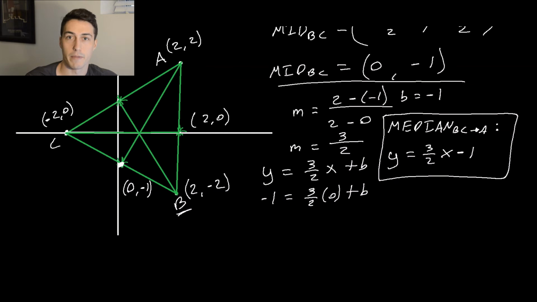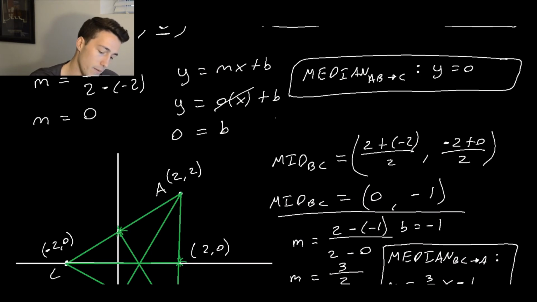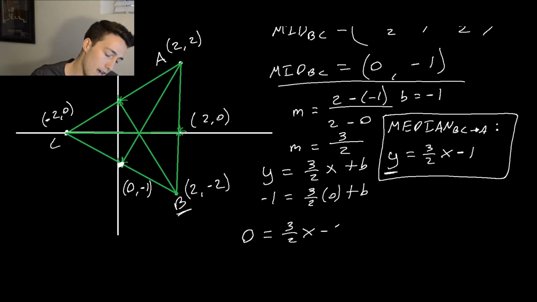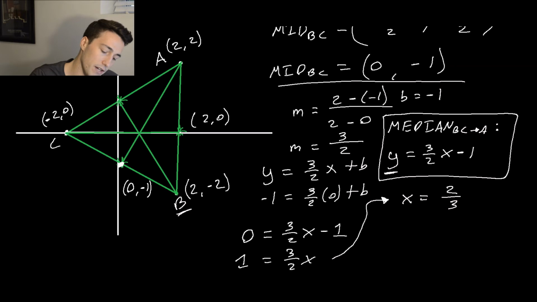Now that we found all three medians, we can look to see where they intersect, and that's going to represent the centroid, which was part B of this question. So I'm going to make it easy on myself, and I'm going to look at one of our equations, which is y is equal to 0. So I'm going to plug that in, that y equal to 0 for this value. So I'm going to say 0 is now equal to 3 over 2x minus 1. If I put it to this side, it's going to be 1 is equal to 3 over 2x. And then x is equal to 2 over 3. So that's the x coordinate of this centroid.